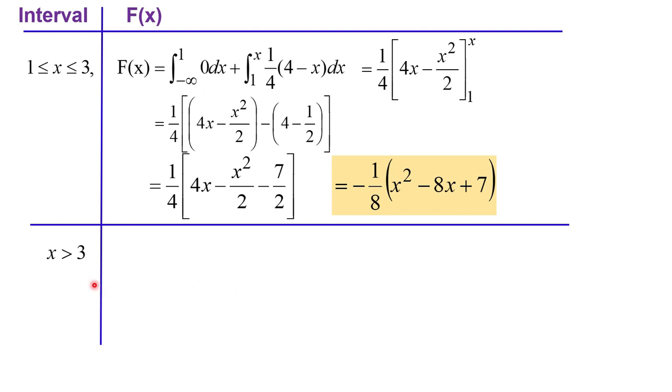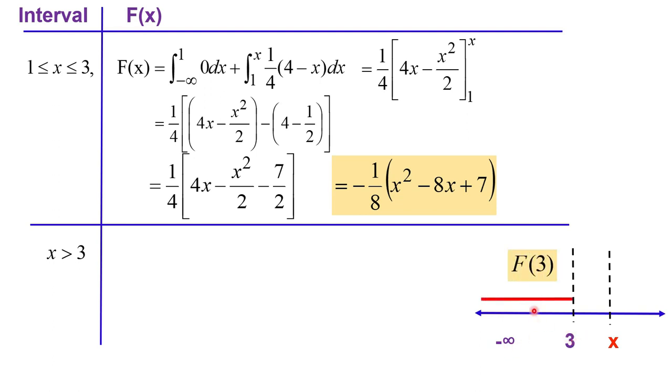Now we continue. For x more than 3, what is the CDF? To get the CDF function, you need to look at the diagram here. So we need to integrate from negative infinity to 3. Okay, that is capital F3. Then we continue from 3 to x, where x is any value more than 3. Take note that the function is 0 from 3 to infinity.